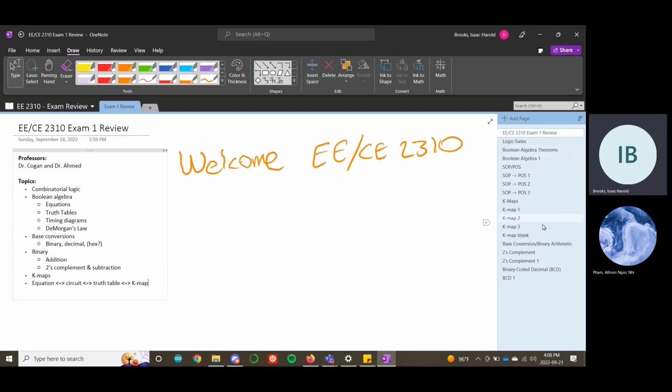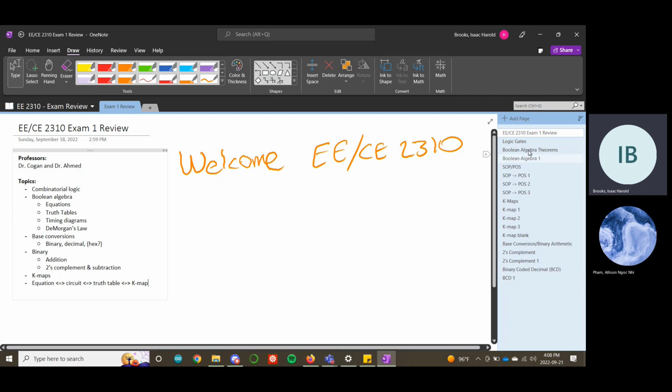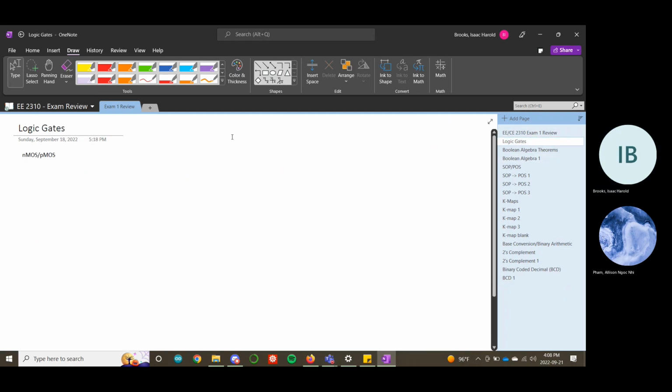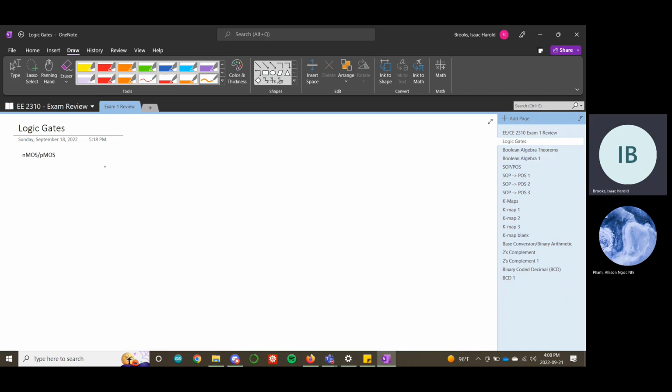So for EECE 2310, starting off, I figured we could talk about the logic gates. As I understand it, you need to understand the difference between NMOS and PMOS. I don't think that you're going to be required to draw out an AND gate using NMOS and PMOS, but I think you need to understand when they turn on, when they turn off. So let's go over that quick.